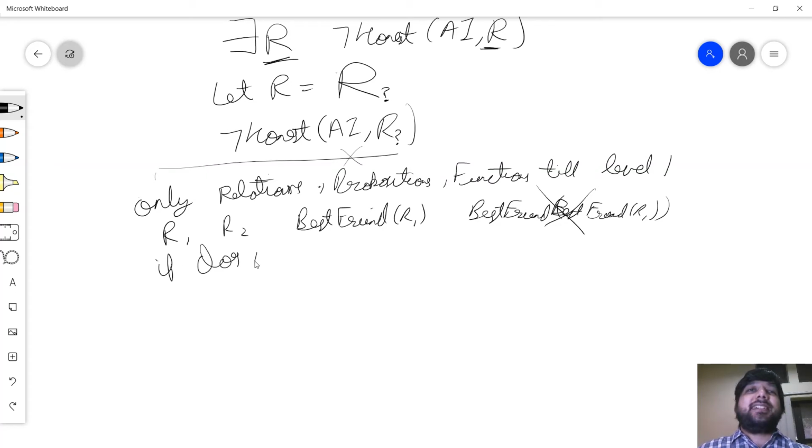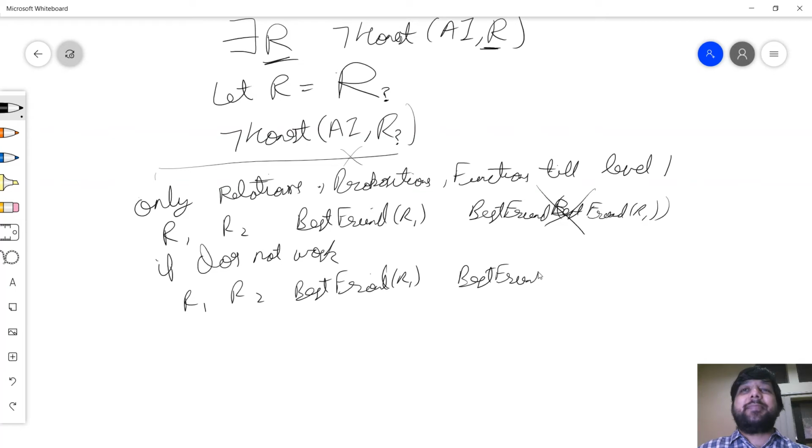If this does not work, then you try level 2, where now you take best friend(R1), along with that you can also take best friend(best friend(R1)), and similarly for the others. And then you go to level 3, then you go to level 4. So that's iterative deepening. It's complete. However, it's only complete as long as you have a solution. If you don't have a solution, it goes on infinitely. And because it goes on infinitely when there's no solution, it's actually semi-decidable.